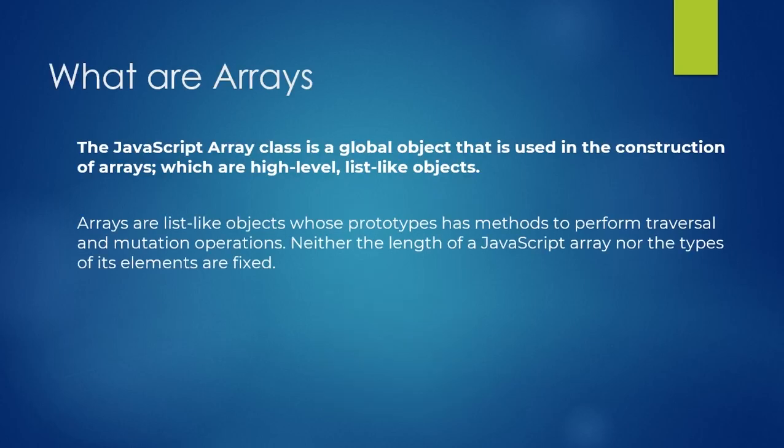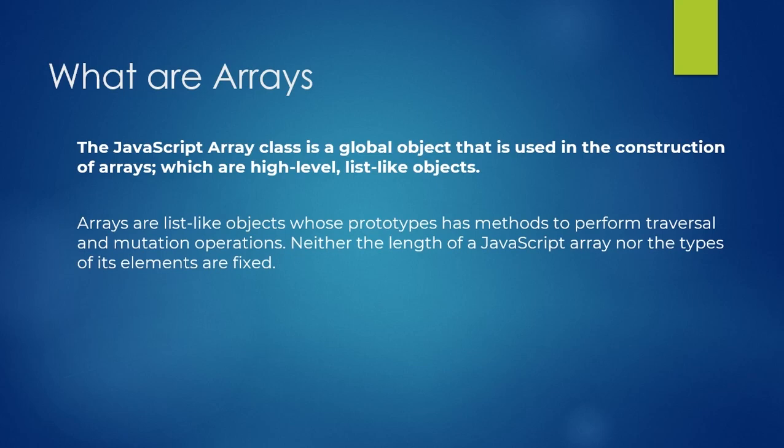So guys, basically what are arrays? Arrays, according to MDN Docs, which is the best documentation I've ever seen and is recommended by VS Code, Microsoft itself, so it's worth checking out. Arrays are a global object that is used in the construction of arrays, which are high-level, list-like objects. So basically arrays are list-like objects.